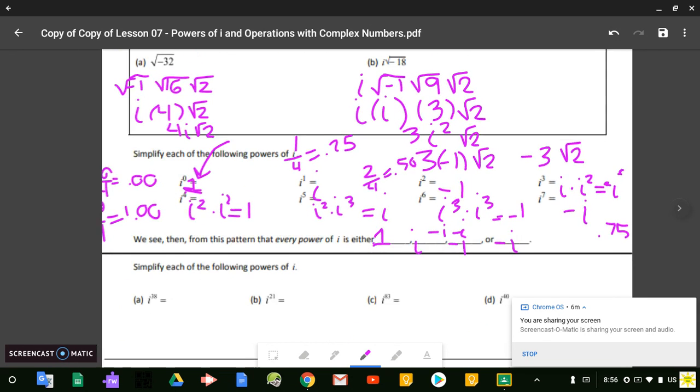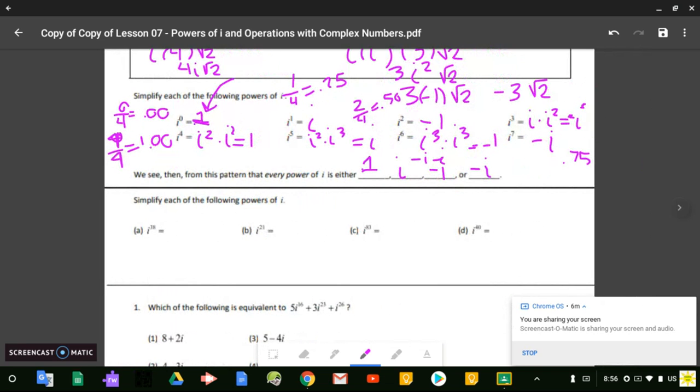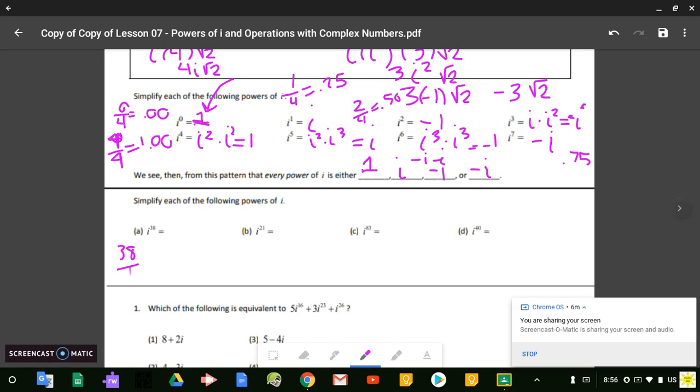So now we're going to try to apply this pattern over here. If I take my 38 and divide by 4, that's going to leave me with 9.5. If I have 0.5 as my leftovers, I go to this column here, and I'm going to say that this is the same as saying i squared. So this equals -1. i to the 21st, if I take 21 and divide by 4, I have 0.25 left over. So that's going to follow my i to the first pattern. i to the first is the same thing as saying just i.